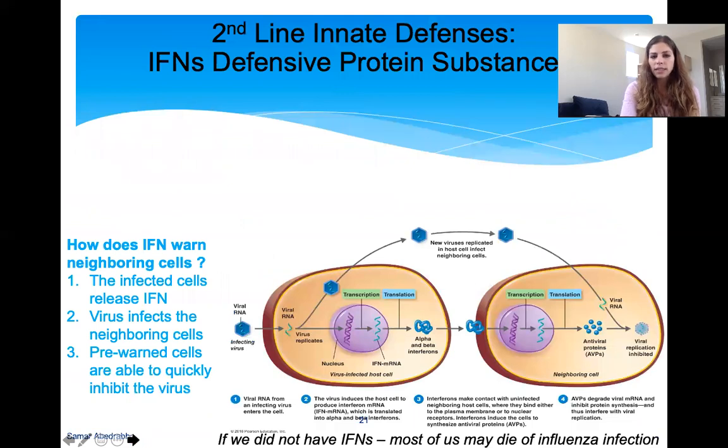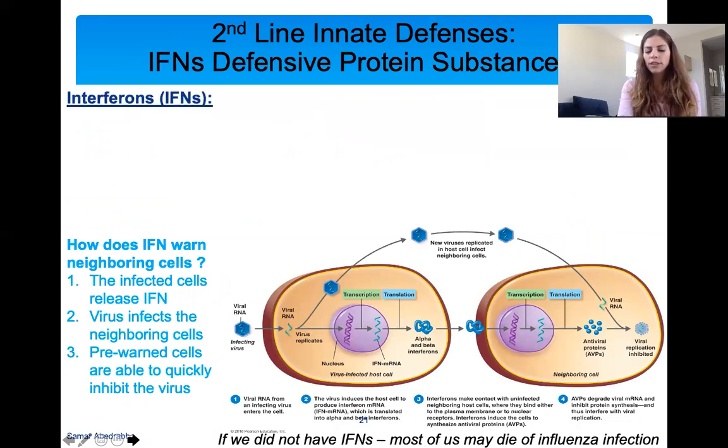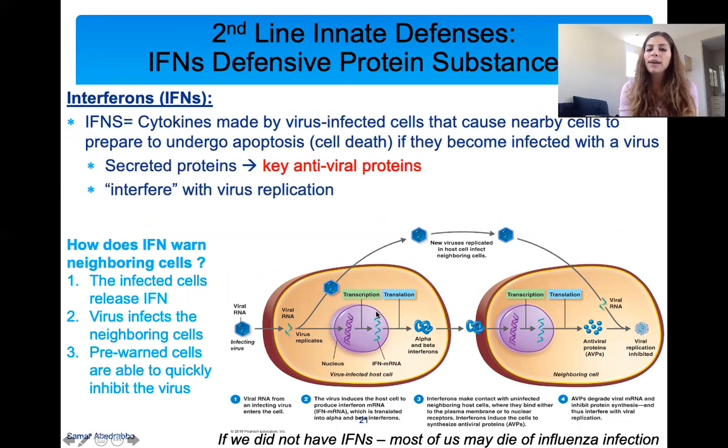Another type of defense proteins are interferons. So interferons are cytokines. They're a type of signaling molecule. They're a signaling protein, and they're made by virally infected cells. They cause nearby cells to go through cell death, which we call apoptosis, if they become infected with a virus. So they're very important antiviral proteins that are secreted when a cell is infected with a virus.